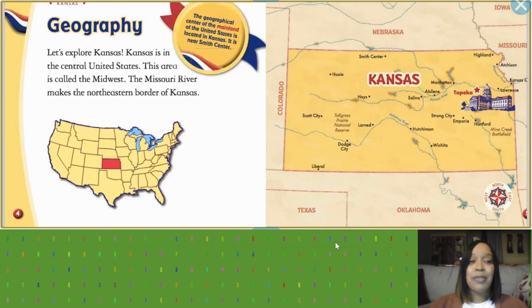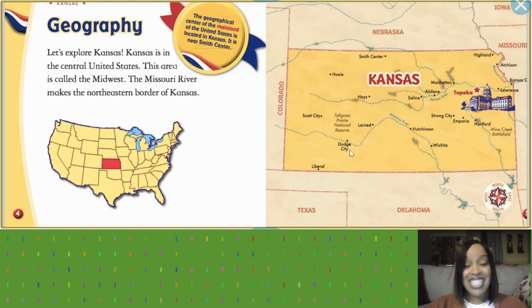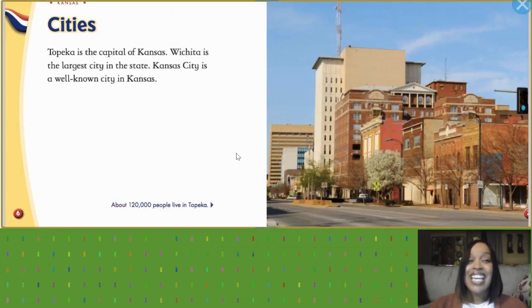Geography. Let's explore Kansas. Kansas is in the central United States. This area is called the Midwest. The Missouri River makes the northeastern border of Kansas. So over here, we see a picture of Kansas with all the cities. Well, a lot of the cities. These aren't all the cities. Cities. Topeka is the capital of Kansas. Wichita is the largest city in the state. Kansas City is a well-known city in Kansas. About 120,000 people live in Kansas.